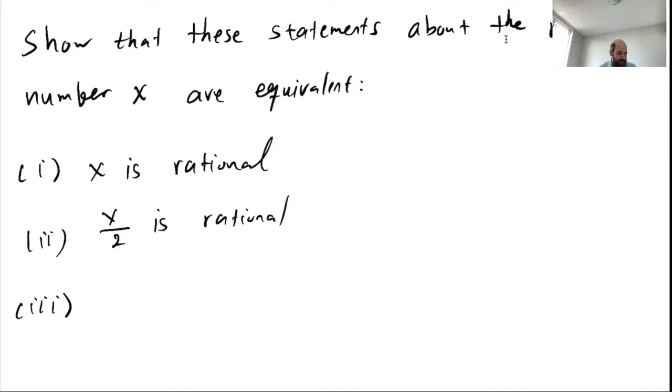And then I need to prove 3 implies 1. So 3 implies 1, we have to start with condition 3. Where is condition 3? 3x minus 1 is rational. So suppose that 3x minus 1 is rational. Then that means 3x minus 1 is equal to a over b for some integers a and b with b not equal to 0, right?